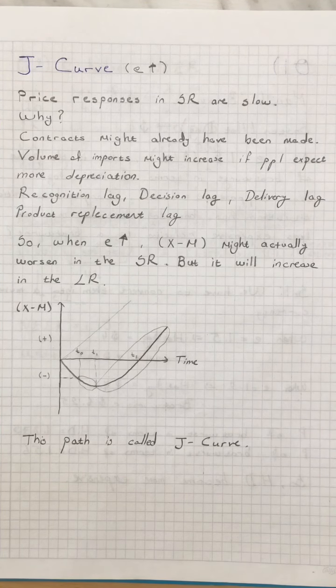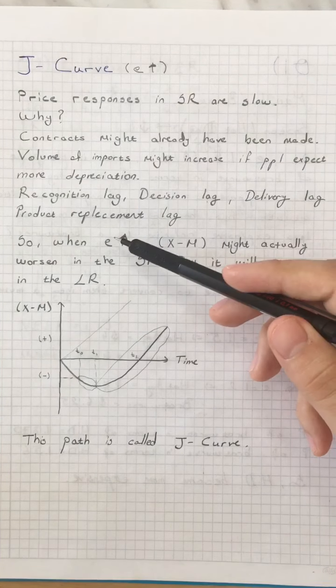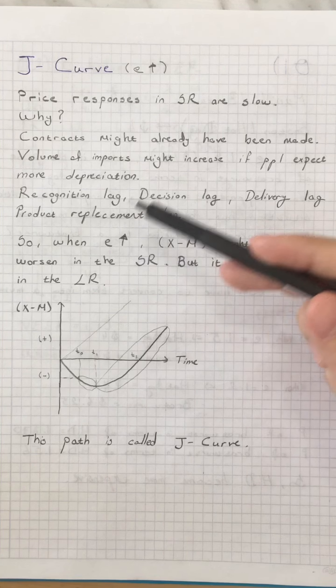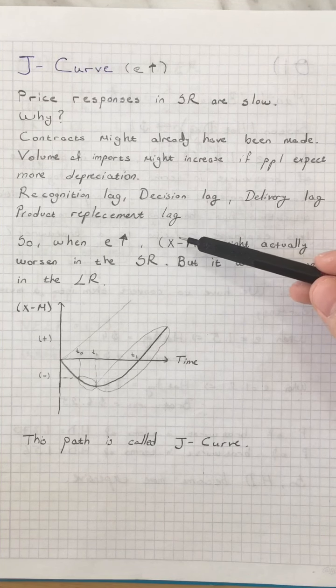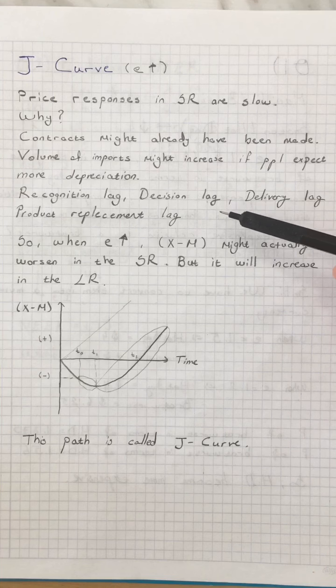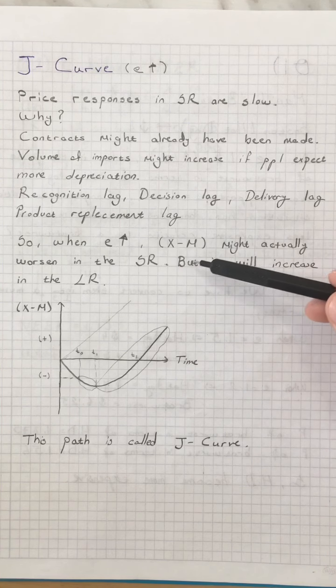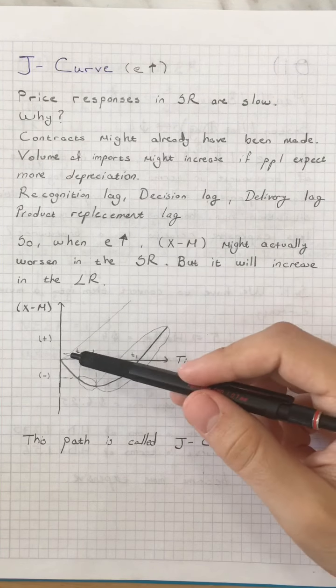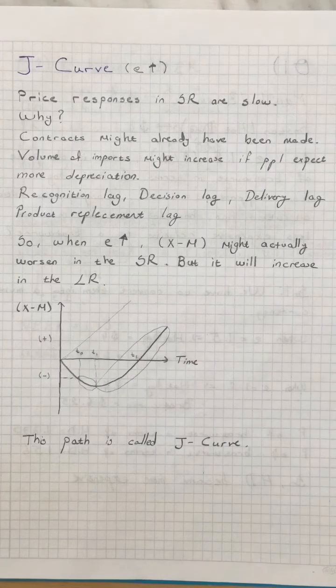If the Turkish lira depreciates too much, yes, it will be cheaper for United States citizens, but they have to change their production capacities so as to welcome the Turkish imports. So when the Turkish lira depreciates, E increases, and exports minus imports, so the current account balance, might actually worsen in the short run, but it will increase in the long run, as you can see from this J curve.